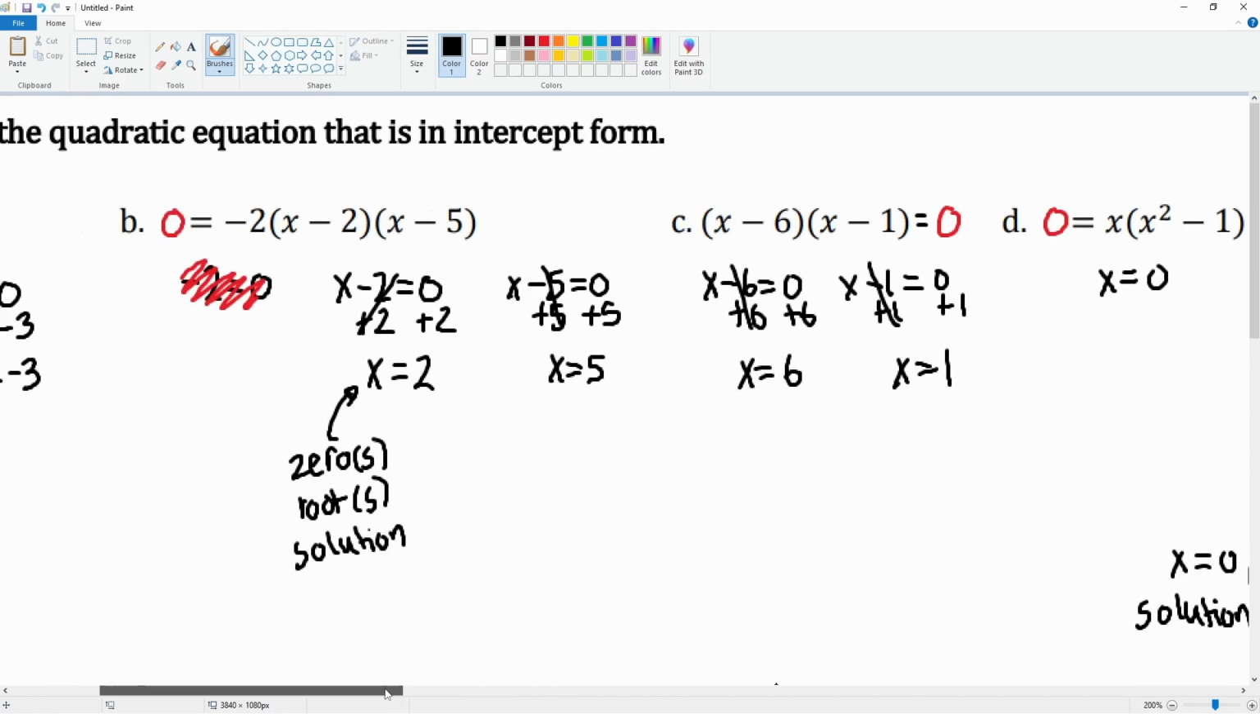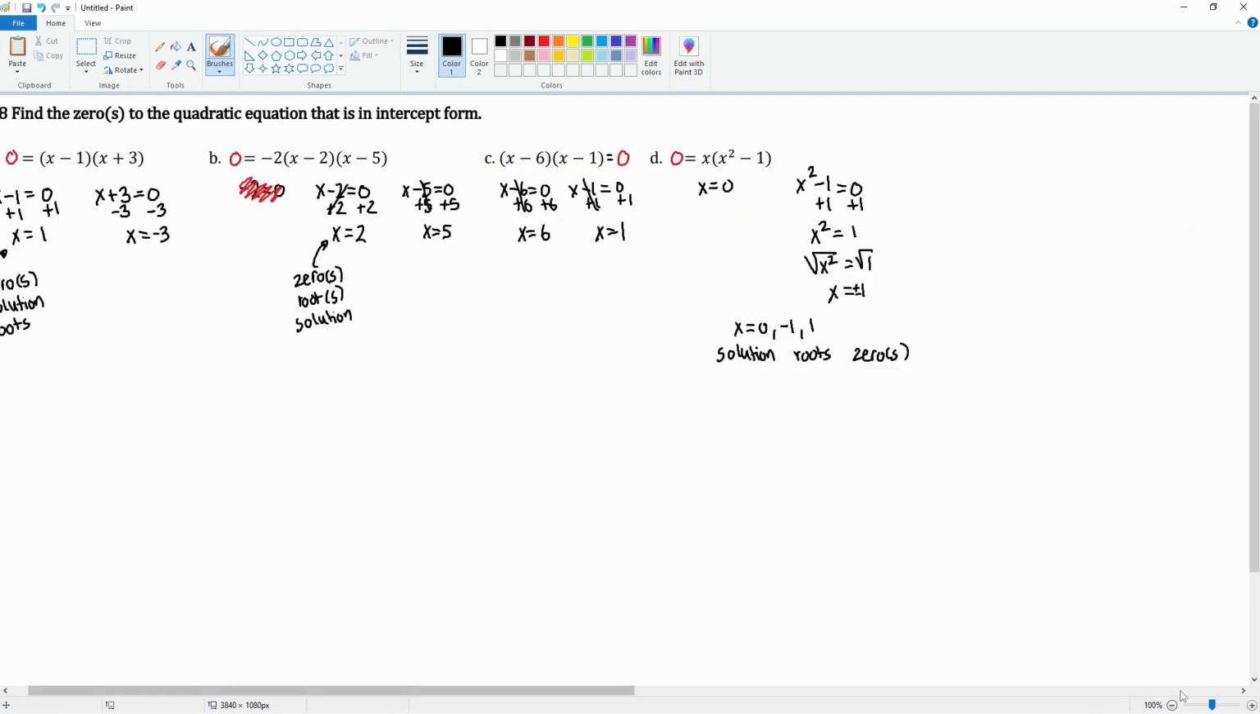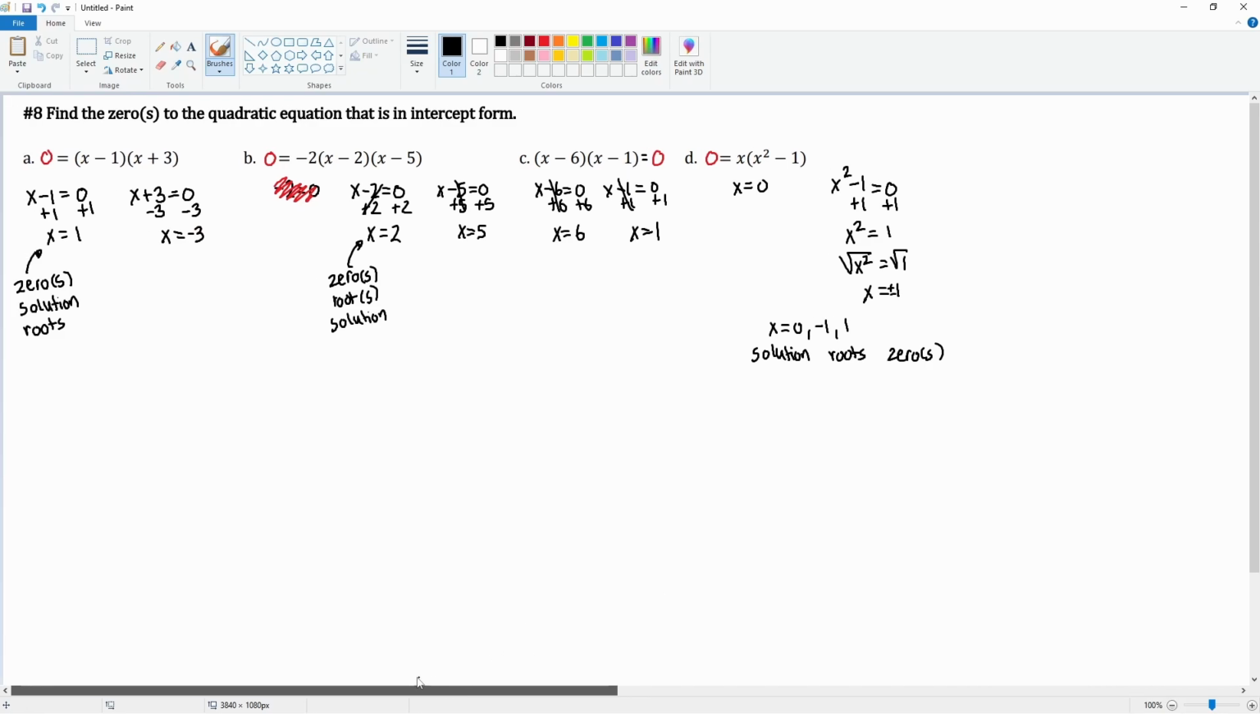So there you go. That is how you find the zeros or the solutions. You could also graph this as well.